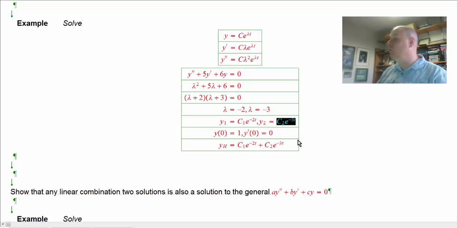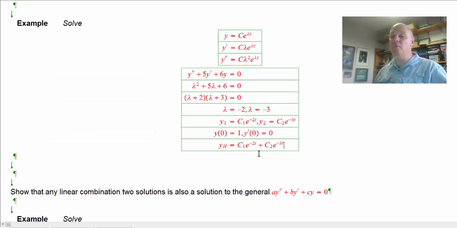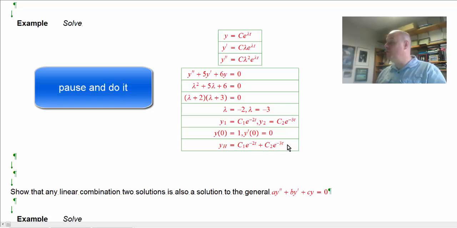I know that this c2 with the e to the minus 3 is also a solution. If I add them together, I have to show you that that's also a solution. I'm going to ask you to verify that this sum of two solutions in this particular example is also a solution. So you're going to differentiate this once, you're going to differentiate this twice, you're going to have your y_h, your y_h prime, your y_h prime prime. You're going to substitute it in this left side and see that everything cancels out and gets 0. So in this case anyway, you'll prove to yourself that the sum of those two solutions is also a solution.